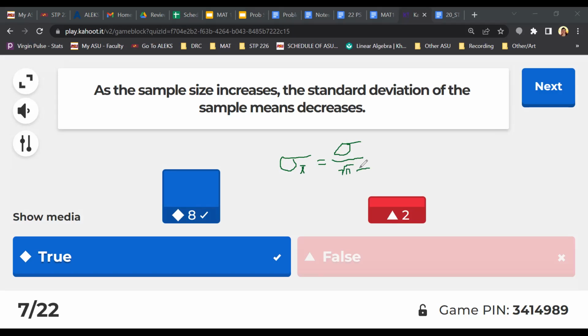So if our sample size number is getting bigger and we're dividing by that number, then that would make this number get smaller, right? If I divide by a bigger number, my answer is a smaller number. So as the sample size increases, we end up getting that really skinny, not very spread out thing because the standard deviation gets smaller. So as sample size increases, the standard deviation of the sample means does decrease.